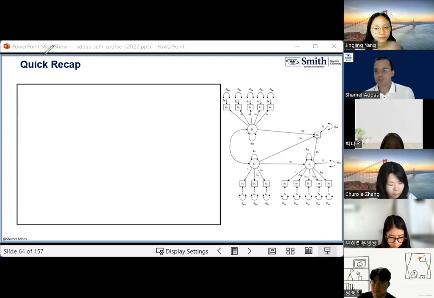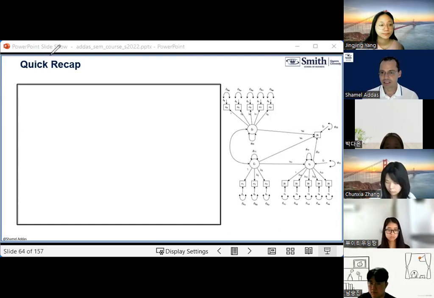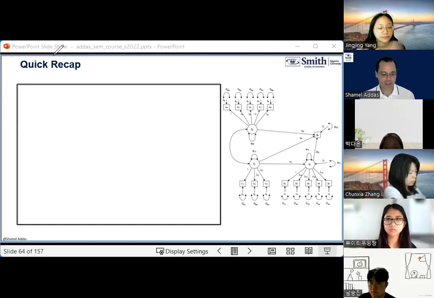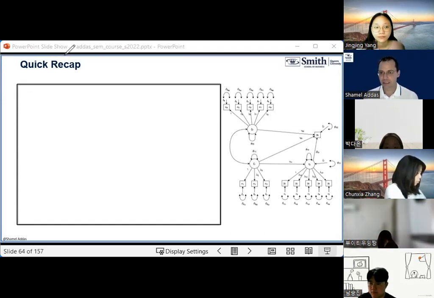So my challenge today was to try to summarize everything we did in 3 hours in one slide, which is always a problem, but I'm going to give it a shot. And please feel free to stop me to ask questions if it's not clear before I move on to discussing model fit. All right, let's get started.